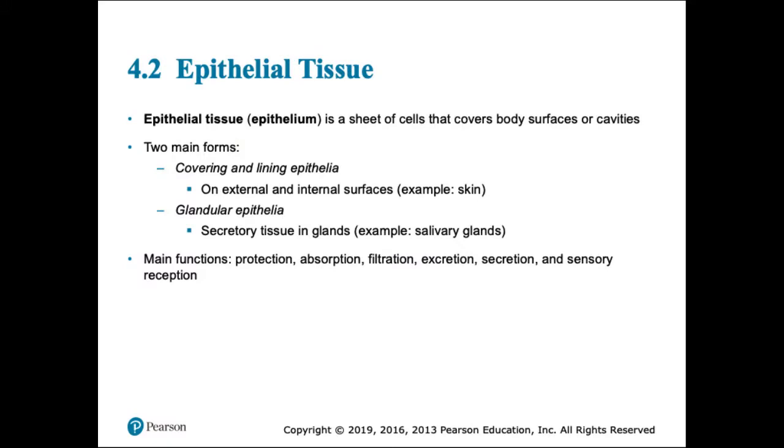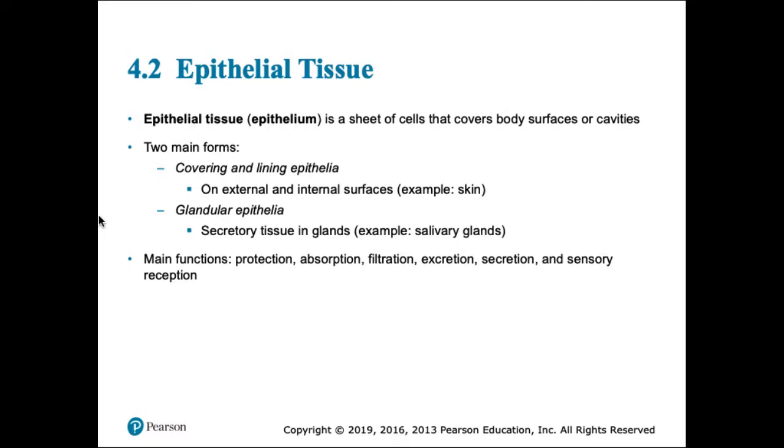So the first tissue that we're going to talk about is epithelial tissue. Sometimes we just say epithelium. That's the sheet of cells that cover body surfaces or cavities. So epithelial tissue is found everywhere. We have some type of epithelium lining every surface of the body, every cavity of the body. So you're going to find epithelial tissue everywhere.